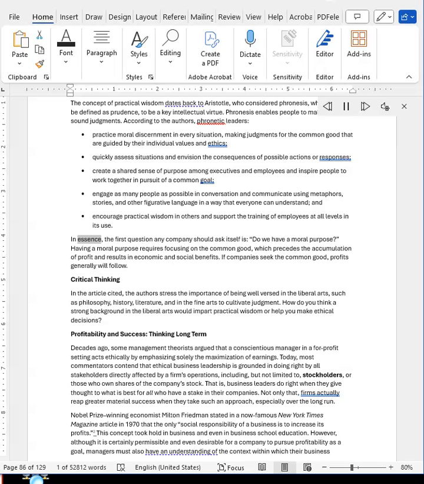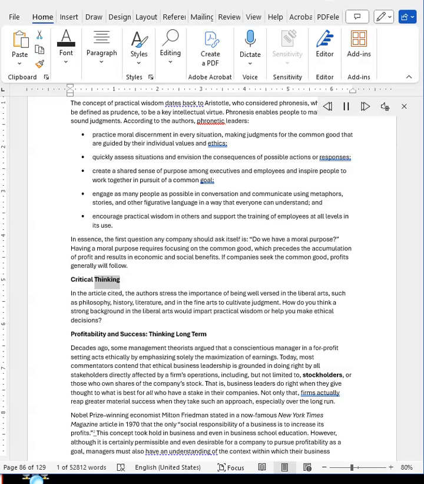In essence, the first question any company should ask itself is, do we have a moral purpose? Having a moral purpose requires focusing on the common good, which precedes the accumulation of profit and results in economic and social benefits. If companies seek the common good, profits generally will follow.